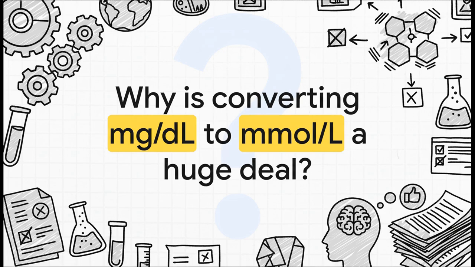Why is something like converting milligrams per deciliter to millimoles per liter such a huge deal? Well, in global clinical trials, precision is absolutely everything. You've got data pouring in from labs all over the world, but if that data doesn't speak the same language, you can't compare it, you can't analyze it, and you definitely can't use it to get a life-saving drug approved. For years, getting this wrong has been a major source of errors, delays, and just massive headaches.